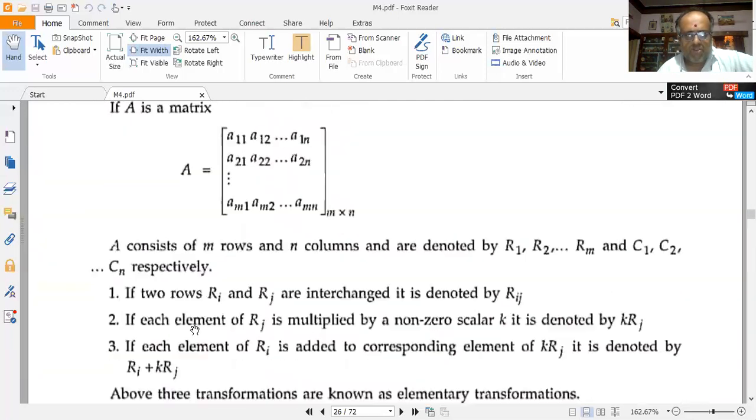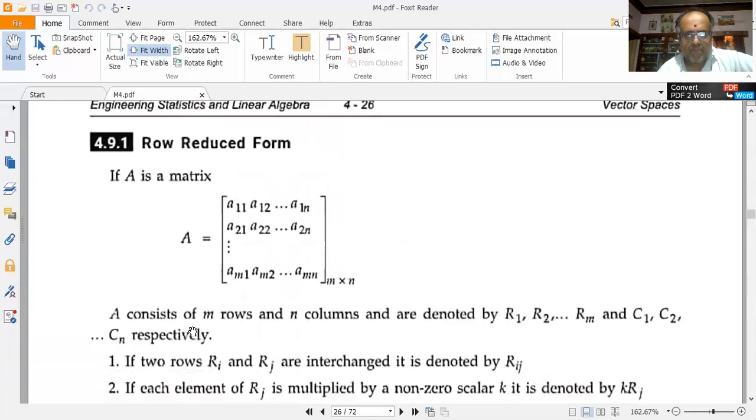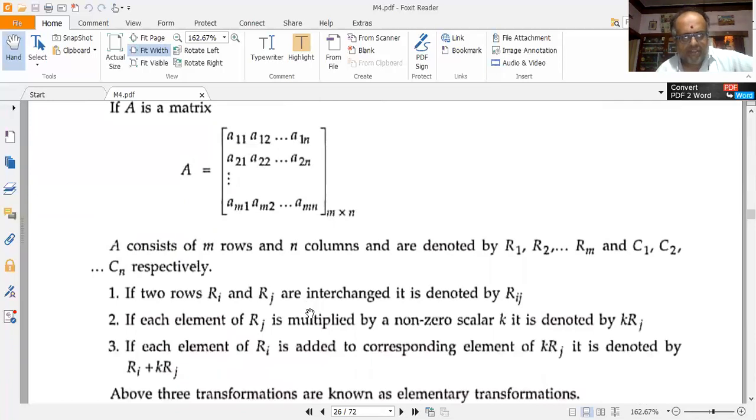Then what about the row reduced form? If capital A is a rectangular matrix, written as A equal to A11, A12, up to A1n, A21, A22, etc. up till A2n, then continuing this process, Am1, Am2, etc. up till Amn. Please note it's a rectangular matrix, m cross n. So here A consists of m rows and n columns. Rows are denoted as R1, R2, etc. up till Rm. Columns are denoted as C1, C2, C3, etc. up till Cn respectively.